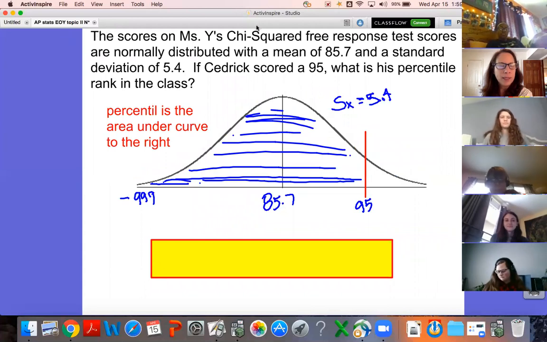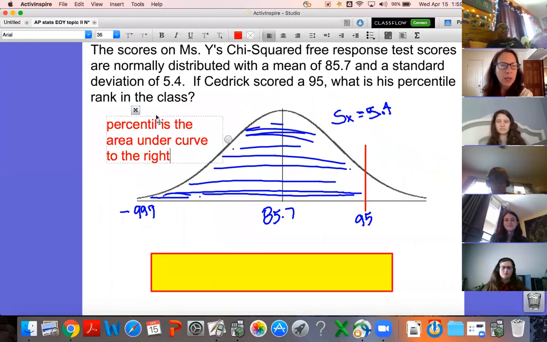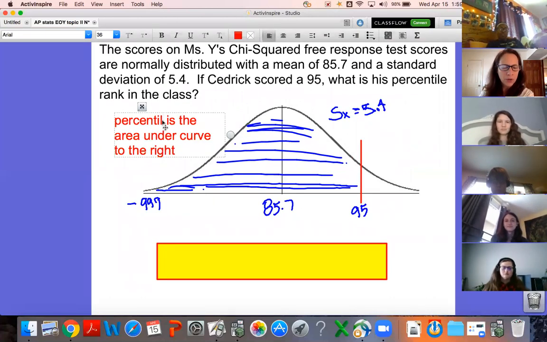So let's say we didn't take the chi-squared test because we didn't do it, but let's pretend that on the chi-squared test, the scores were normally distributed with a mean of 85.7 and a standard deviation of 5.4. So if Cedric, who hasn't shown up yet, but I hope he's watching my videos, scored a 95, what is his percentile rank? And remember, the percentile is just the area under the curve to the left of that z-score.